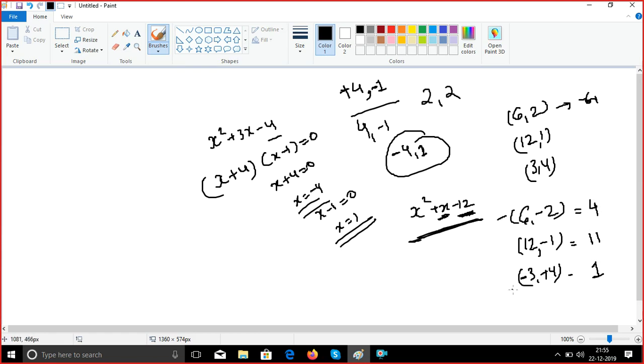The last one? Yes, that's correct. So, your factors are x minus 3 and x plus 4 equals 0. From here, I can calculate x minus 3 equals 0, that is x equals 3. And x plus 4 equals 0, that is x equals minus 4. This is my answer. Okay?